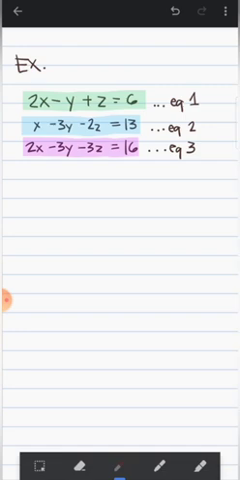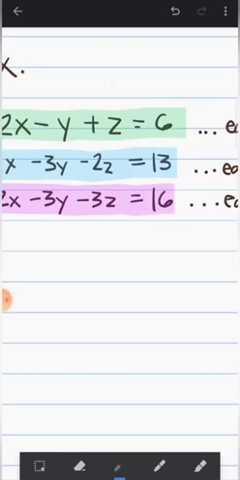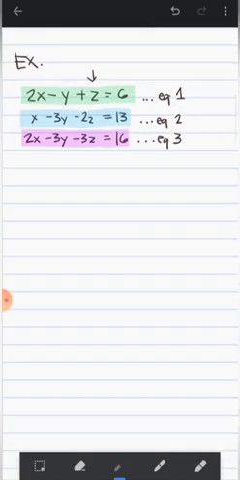We have equation 1, 2x minus y plus z equals 6. Equation 2, x minus 3y minus 2z equals 13. And equation 3, 2x minus 3y minus 3z equals 16. So, here's the other variable now, the z. That's the third variable we want to know.